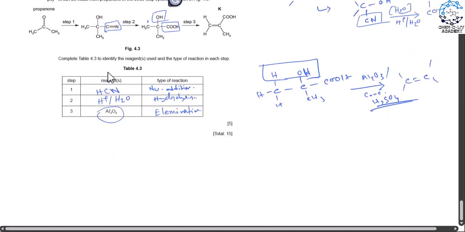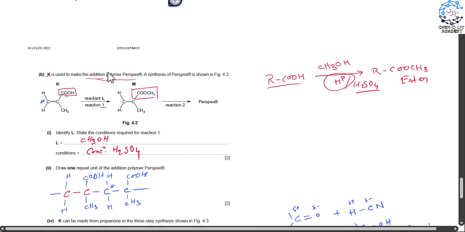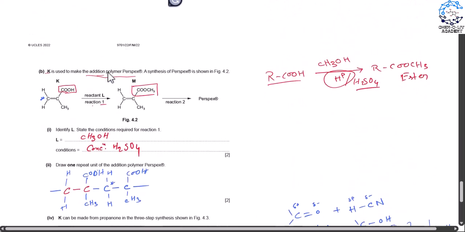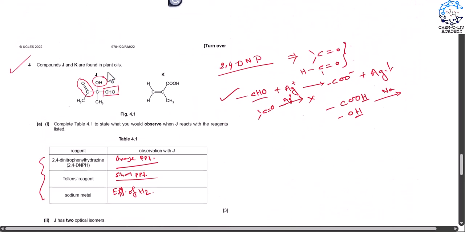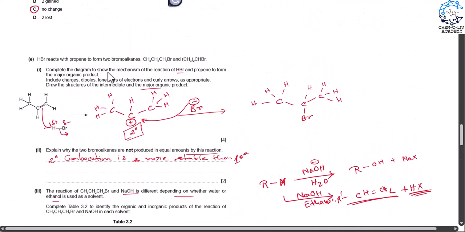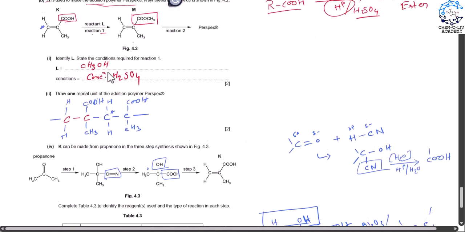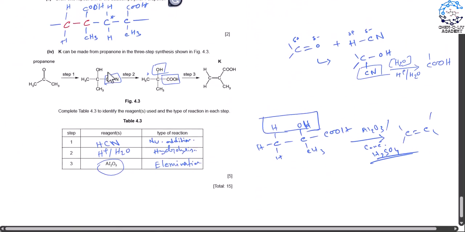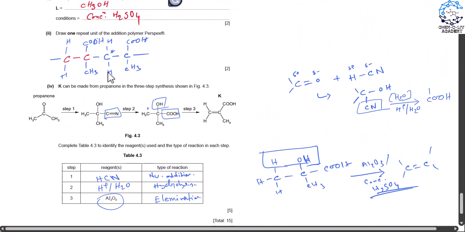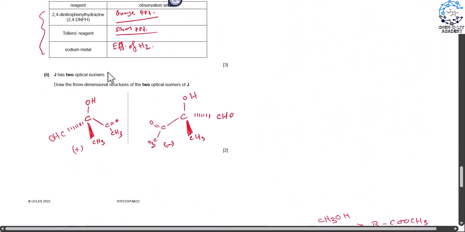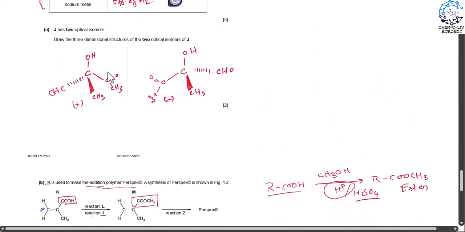Okay, let's see. Yeah, there are no more questions from this paper. So I think 20 to 30 marks, more than 30 marks you're going to get from organic chemistry. So prepare well. Thank you so much.